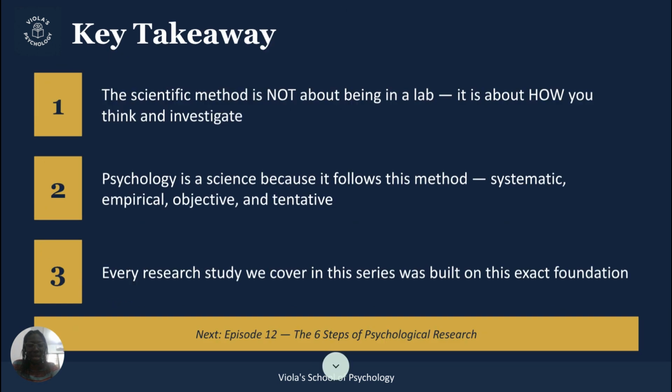So let us bring it home with 3 things I want you to walk away remembering. 1, the scientific method is not about being in a laboratory. It's about how you think and investigate. Remember that. You can apply this method to your own life, to your decisions, your assumptions, and your beliefs about people. Number 2, psychology earns its title as a science because it follows this method: systematic, empirical, objective, tentative. If a psychological claim does not meet these criteria, be suspicious.